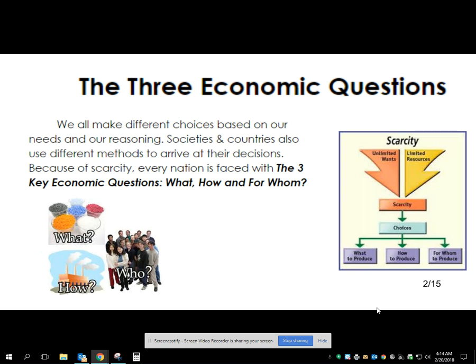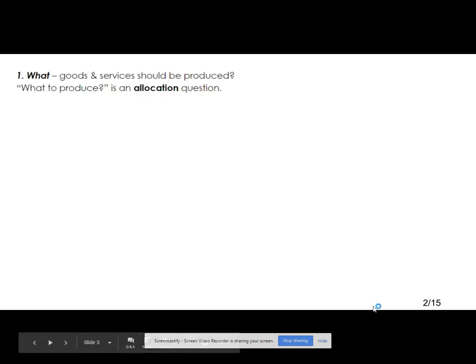There are lots more questions, but these are the three key ones that you have to deal with when you are dealing with scarcity. The first one is, well, what is it we're going to produce? What goods and services should be produced? So, what to produce is an allocation question. An allocation means how are we going to use our resources? How are we going to allocate them?